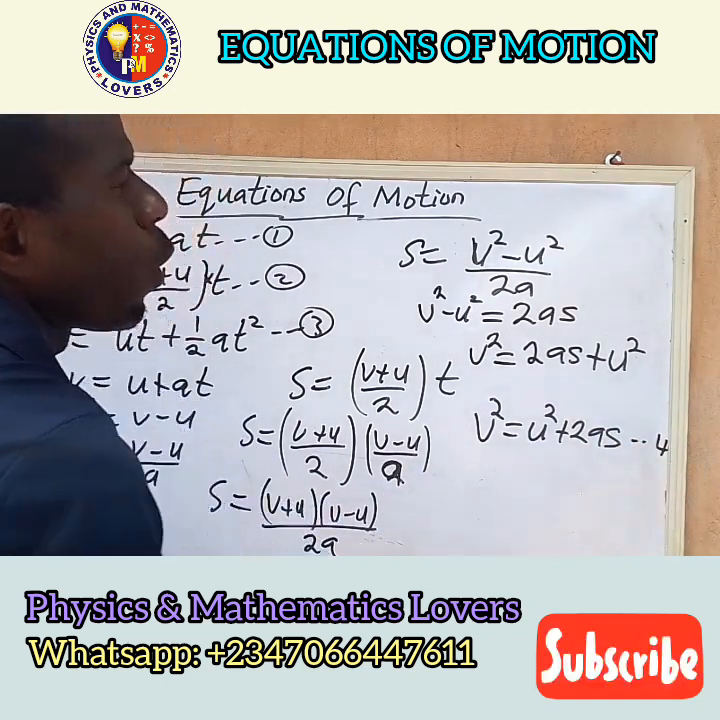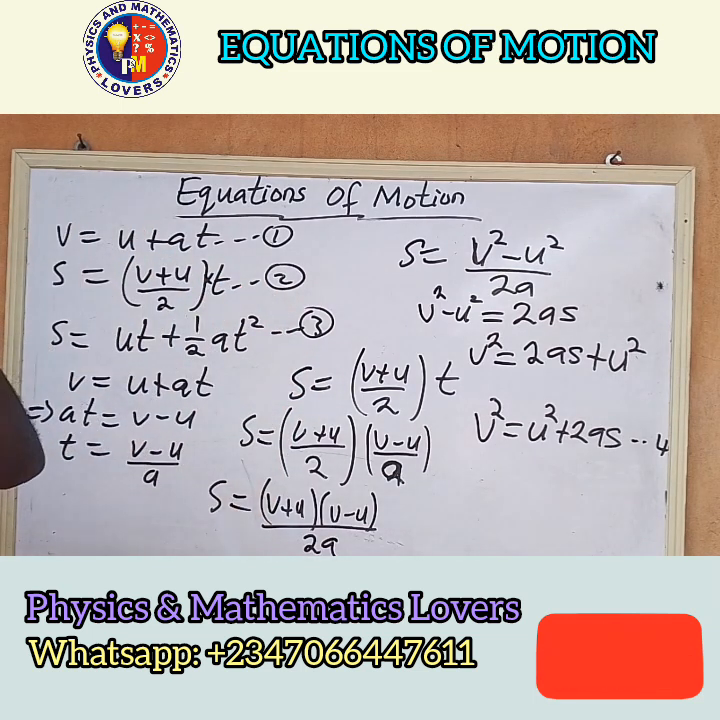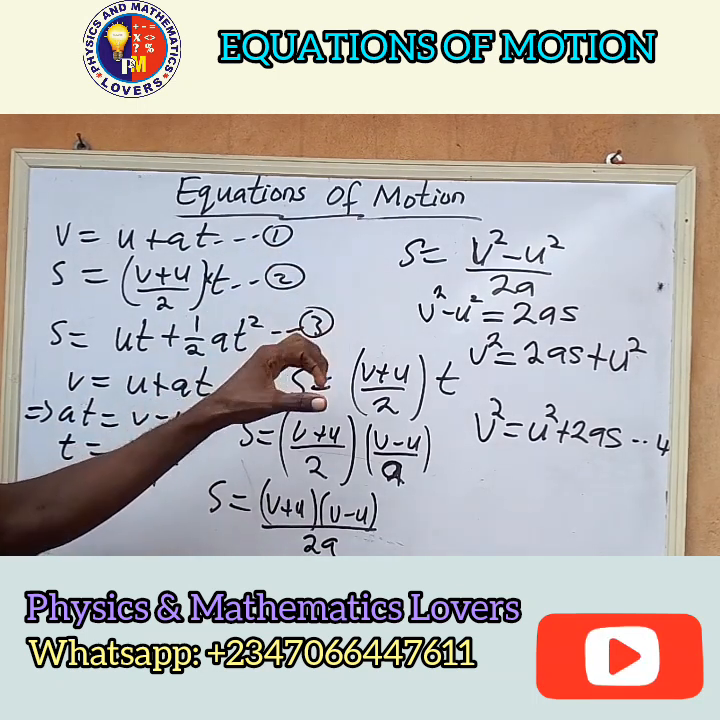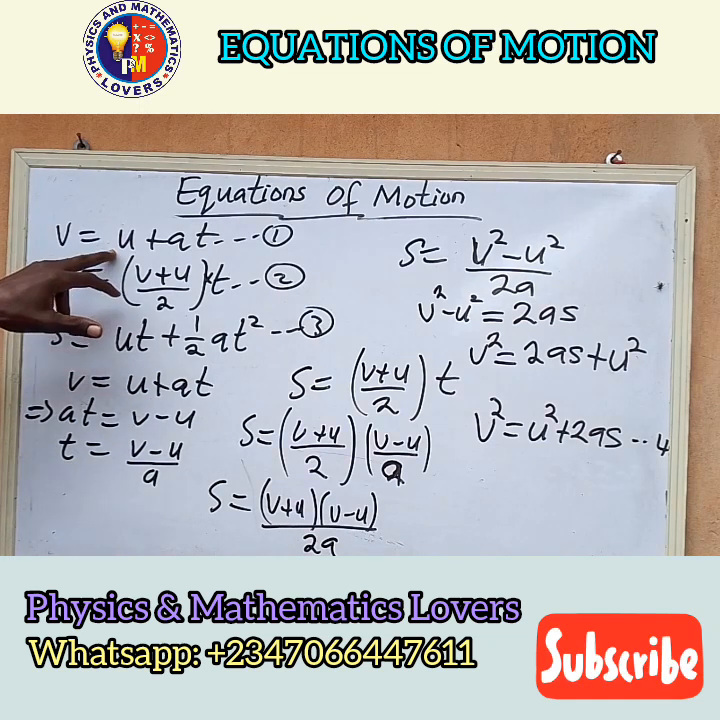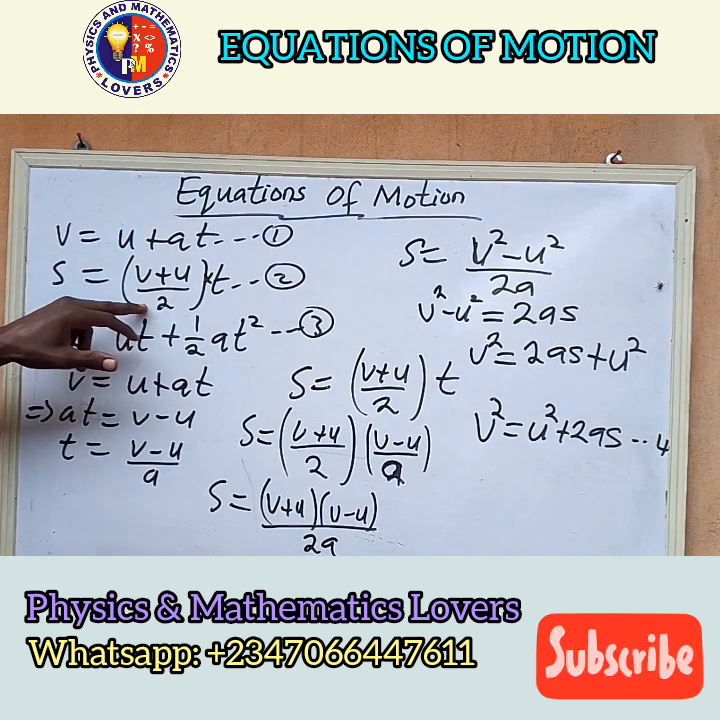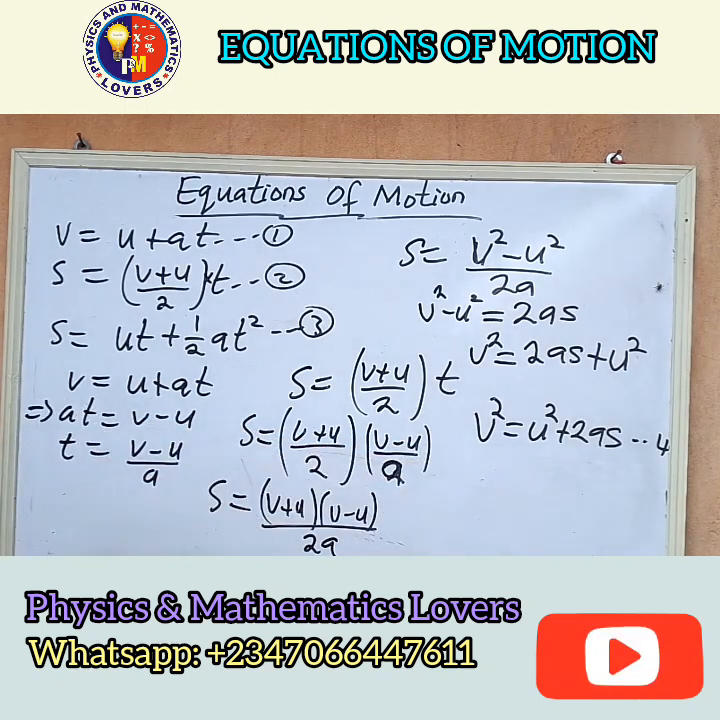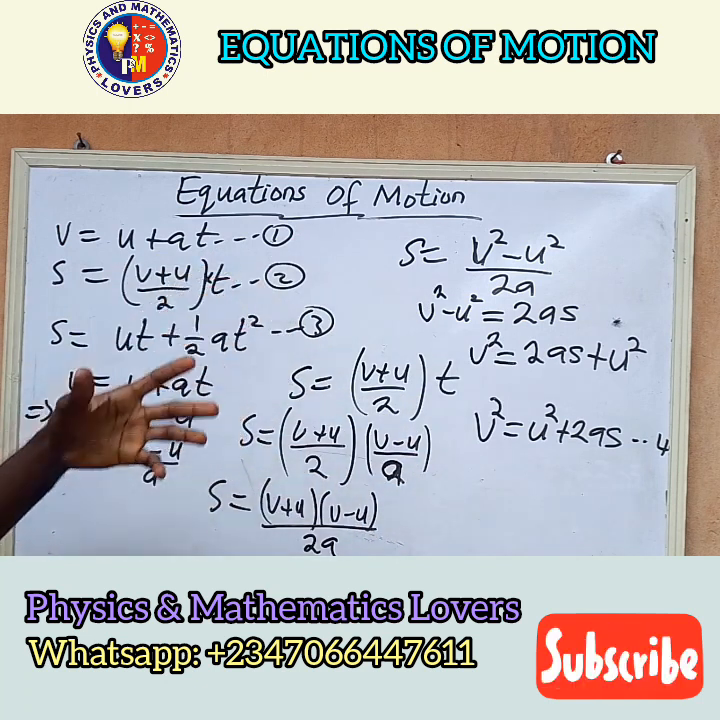Equation 4. So this is how the equations of linear motion are derived. You can also call them the kinematic equations. So equation 1 is this, while this is equation 2. Then we have this one as equation 3, and this is our last equation. So that's all about it. In our next video, I'm going to show us how to make use of these equations to solve problems on linear motion.